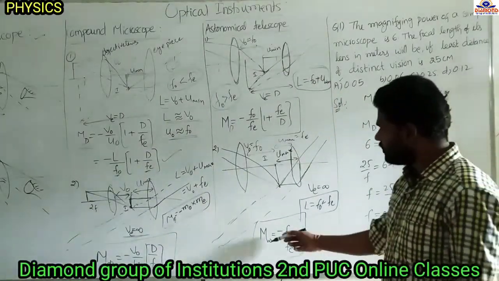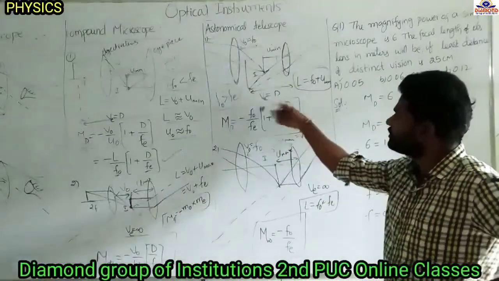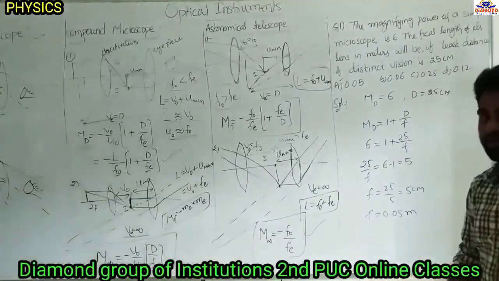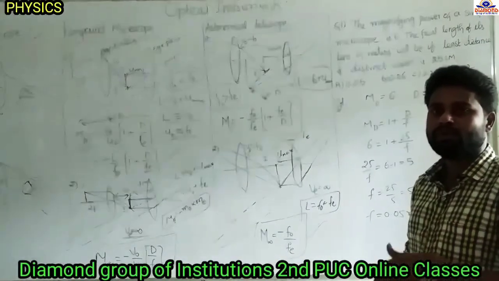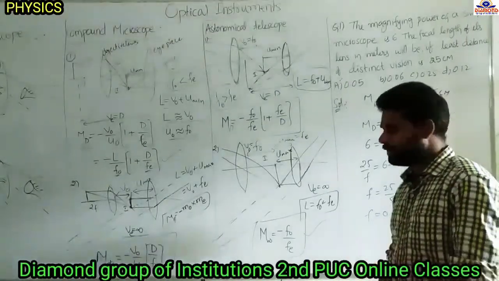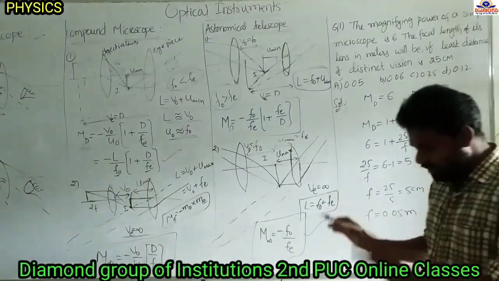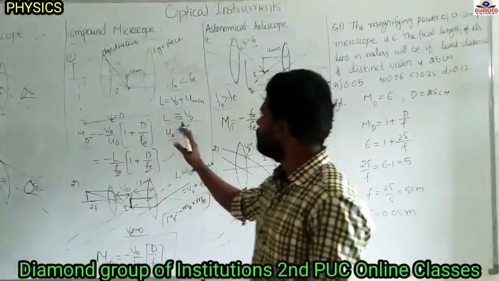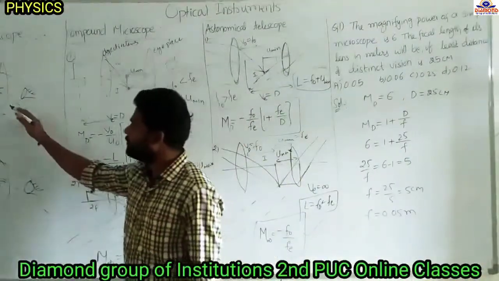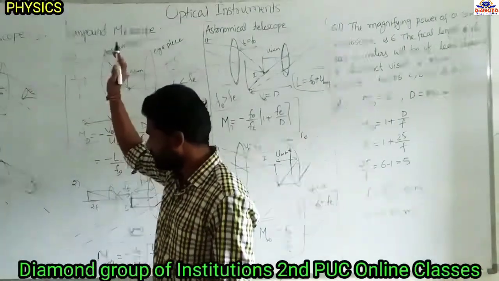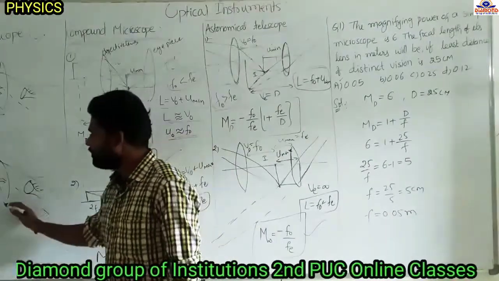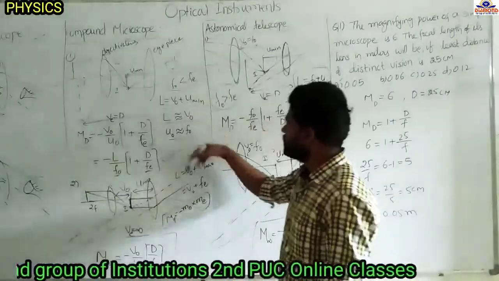Now see, in the magnifying power, f naught is in the numerator and fe is in the denominator. So to increase the magnifying power, we have to increase the focal length of the objective lens and decrease the focal length of the eyepiece. This is the information about the simple microscope, compound microscope and astronomical telescope. Two cases: if the object is at the minimum distance, then the image is at the least distance of distinct vision, and if the object is at the maximum distance, that means near the focus, then the image is at infinity. In this case also it is the same.